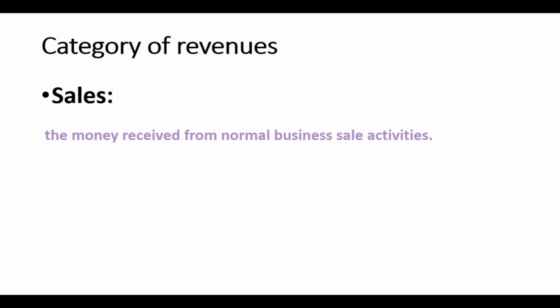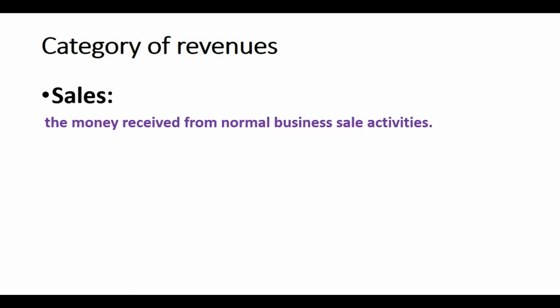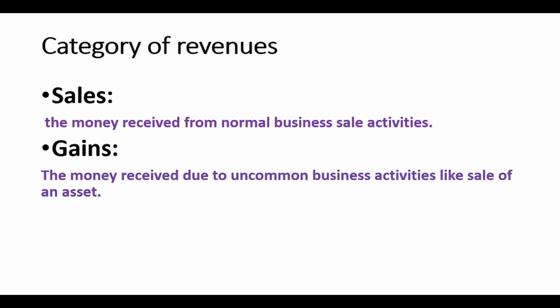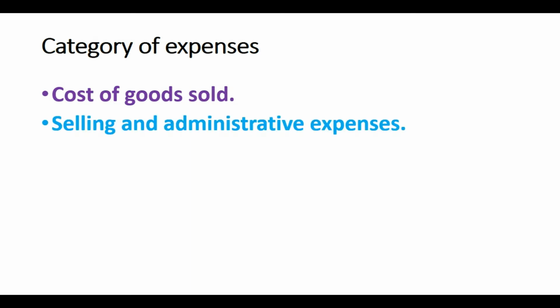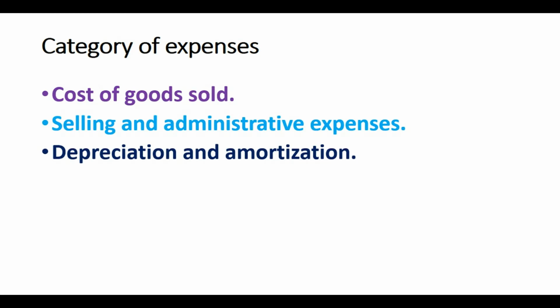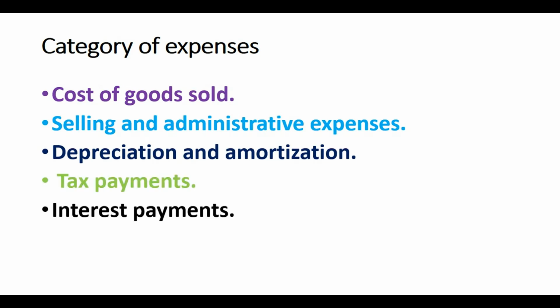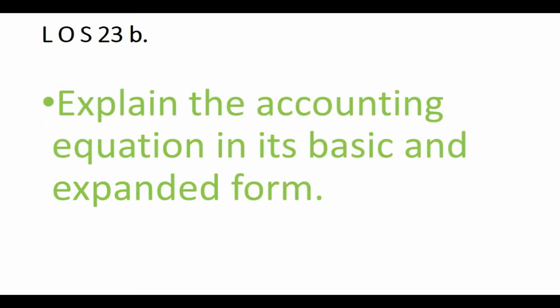Next account category is revenues. In this, we have sales, the money received from normal business sale activities. Gains, which are the money received due to uncommon business activities, like sale of an asset. And investment income, in which we have dividends received, etc. Next account category is expenses. In expenses, we have the cost of goods sold, selling and administrative expenses, depreciation and amortization, tax payments, interest payments, and losses.